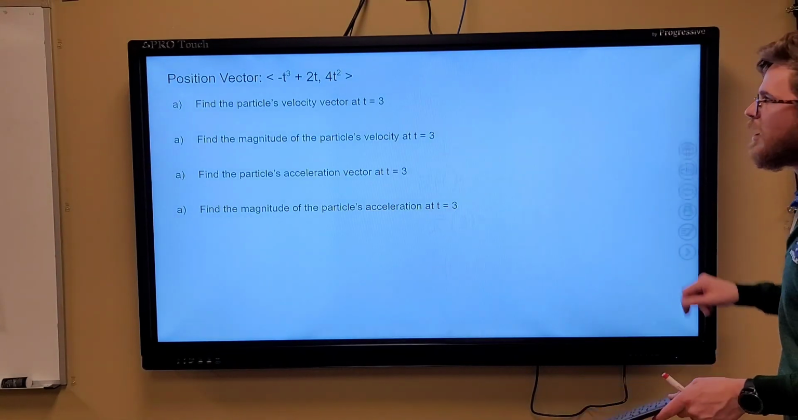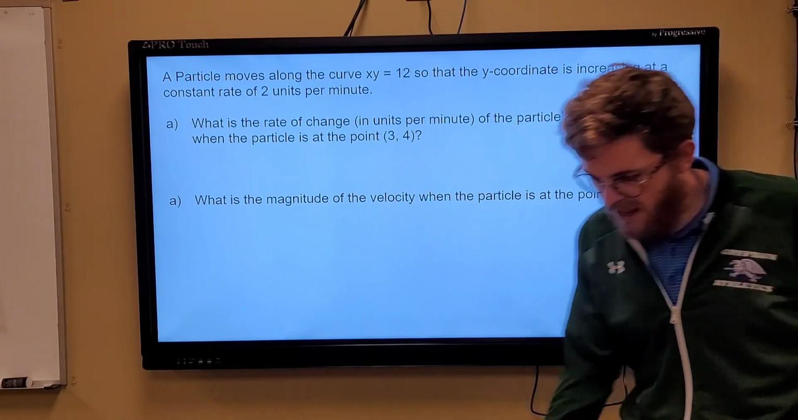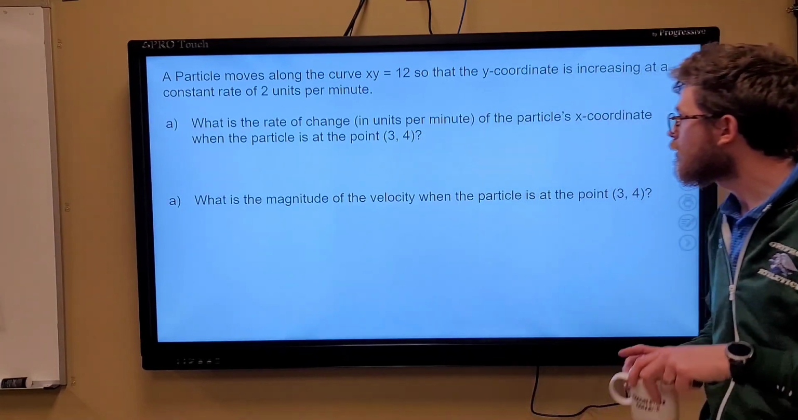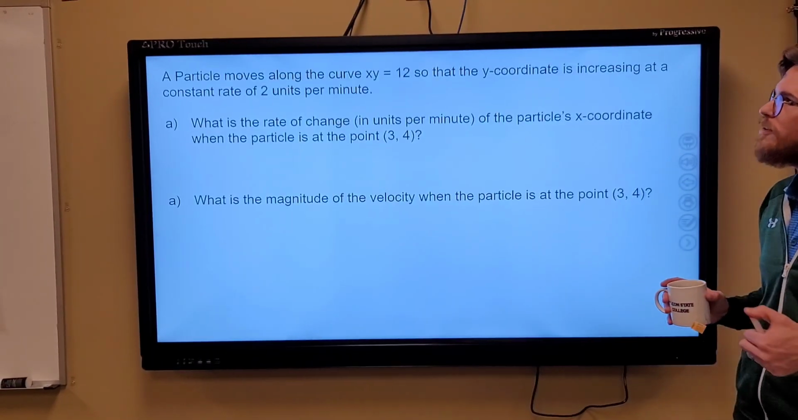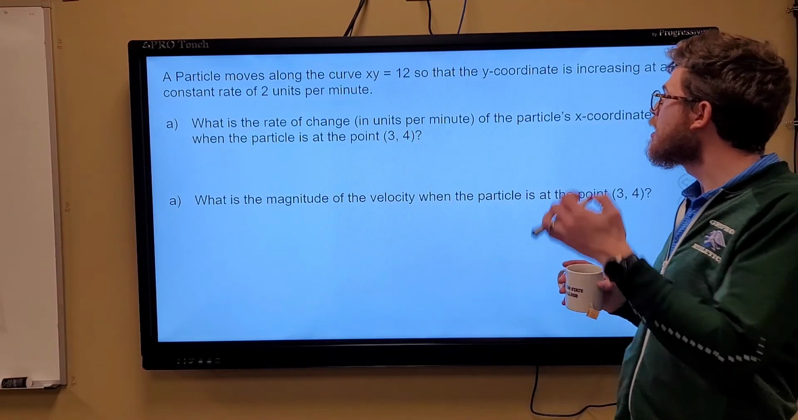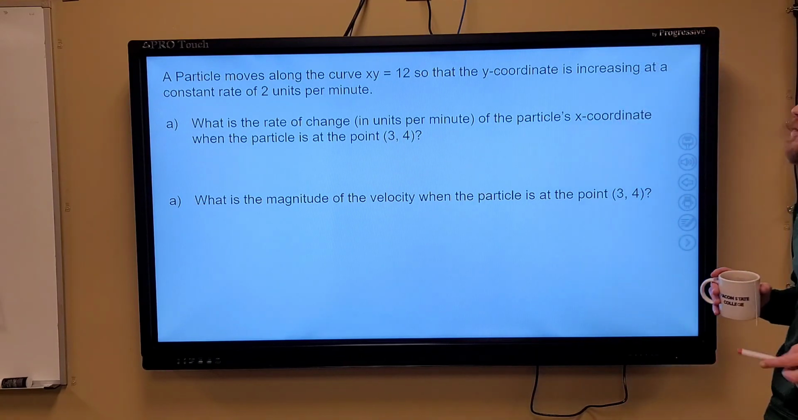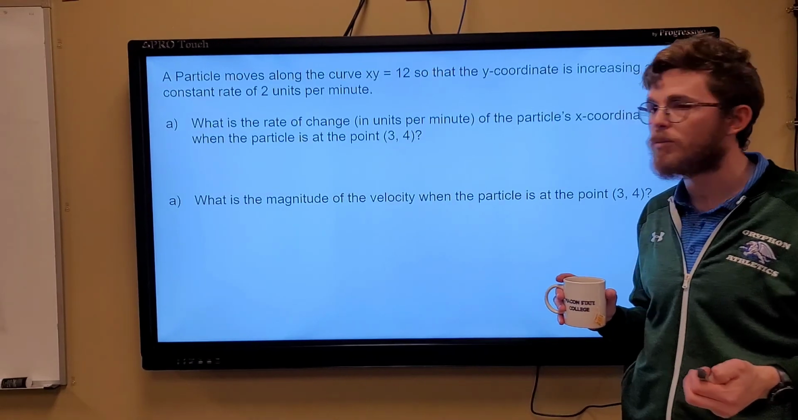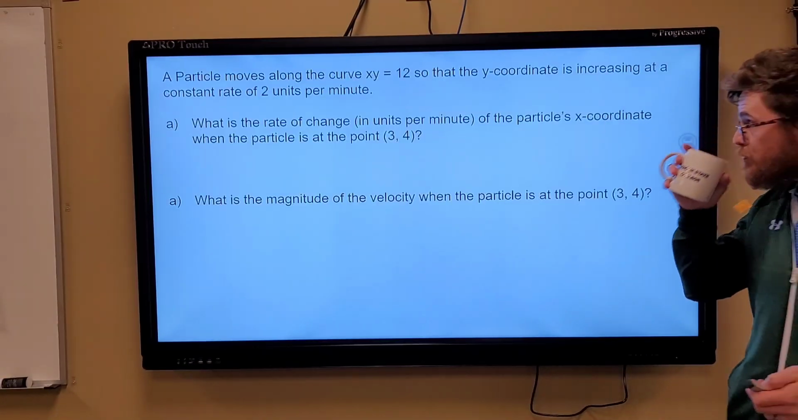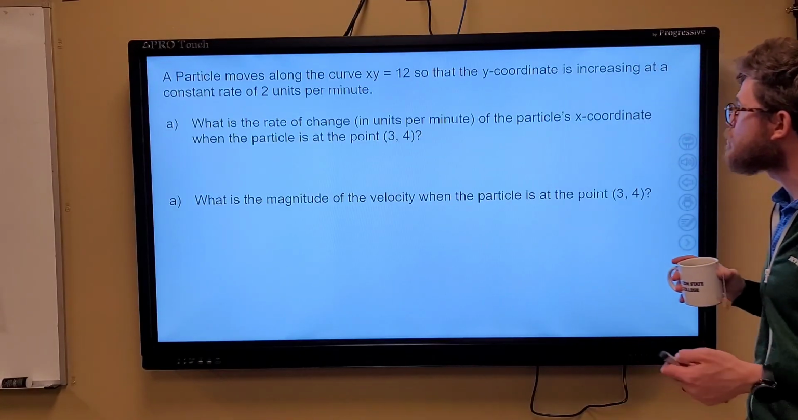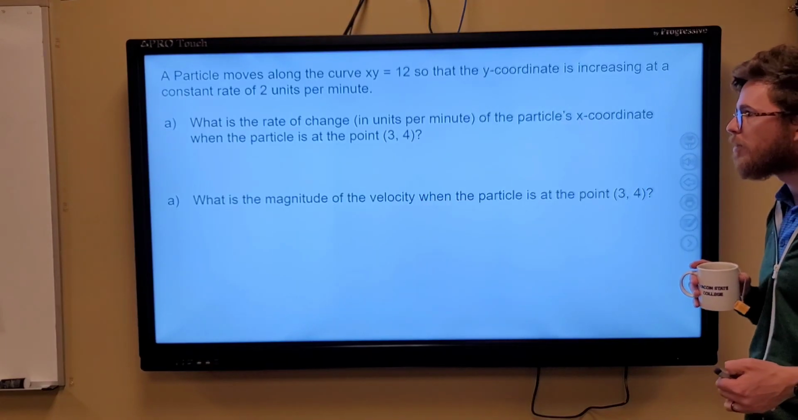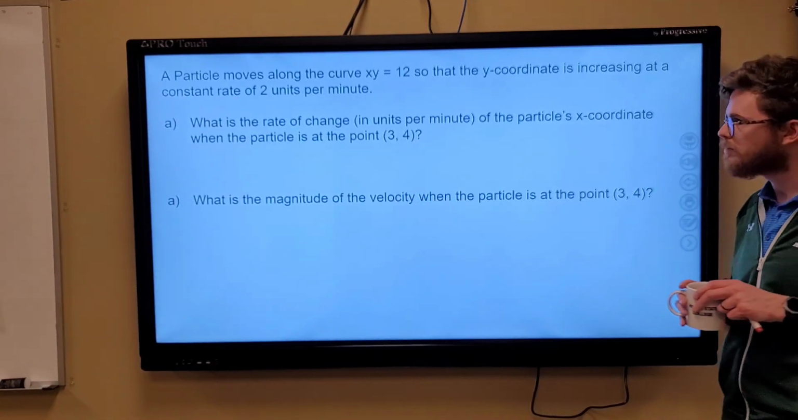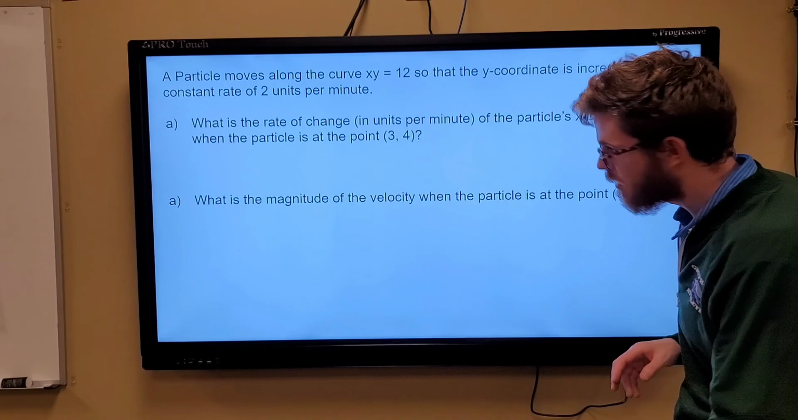All right, let's look at a weird little question here. It says a particle moves along the curve xy equals 12 so that the y coordinate is increasing at a constant rate of 2 units per minute. What's the rate of change in units per minute of the particle's x coordinate when the particle is at the point 3, 4?